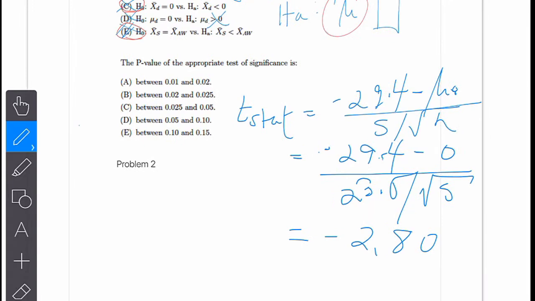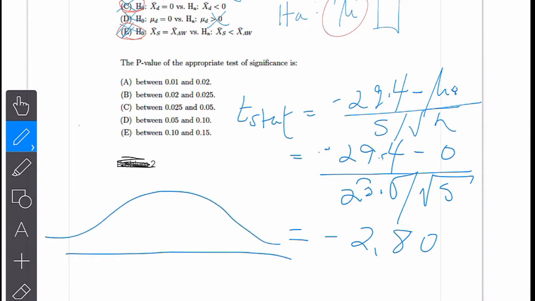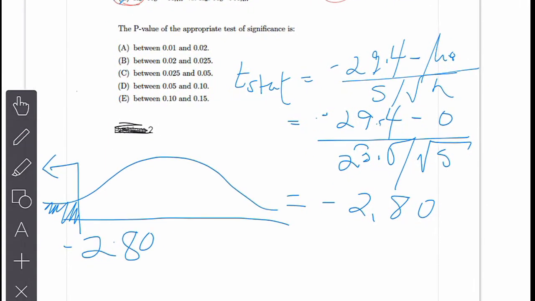Let me erase this. I need to check that if I consider the t distribution with negative 2.80, I want to know what's the chance of being out there. I want the tail probability of that result. What's the chance of being here? Okay, on the T4 distribution.